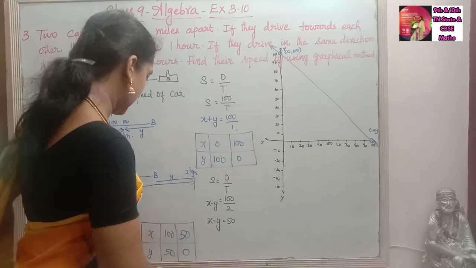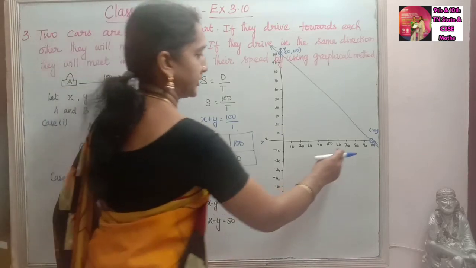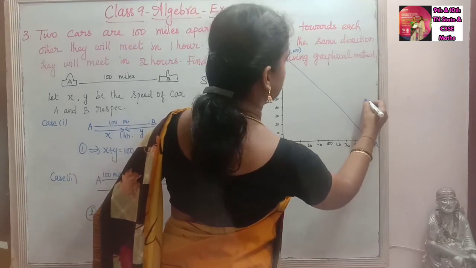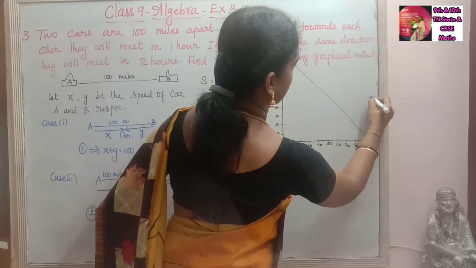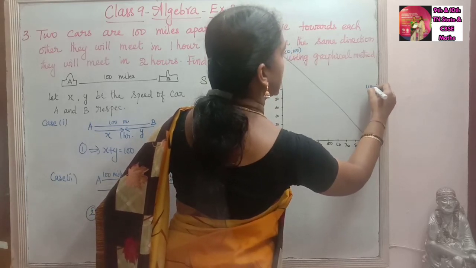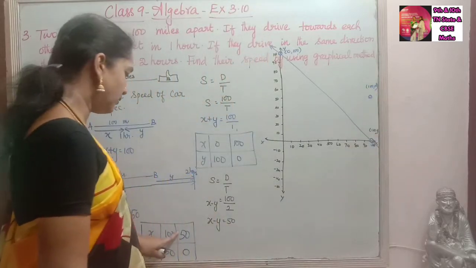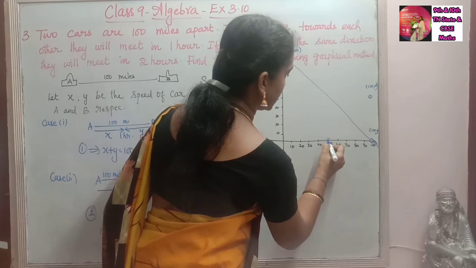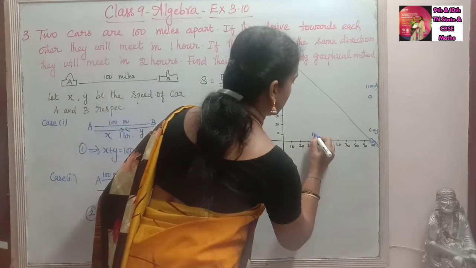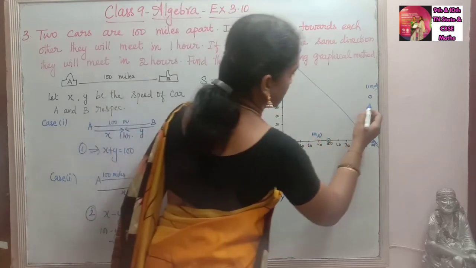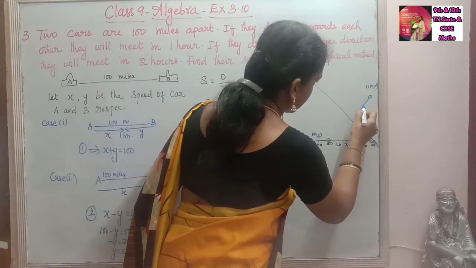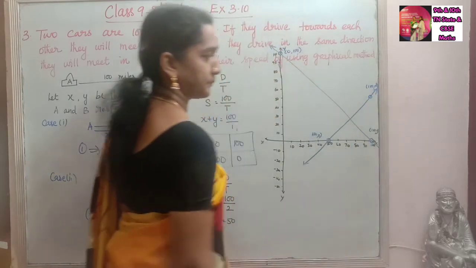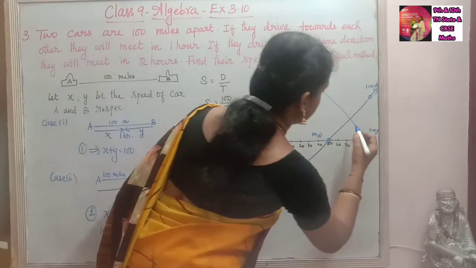Okay, then the second one is 100, 50. So 100 point is here, 50 will be at this point, 100, 50. Then 50, 0. 50, 0 will be at this point. So this point is 50, 0. Okay, so when we join this, we will get a line like this.